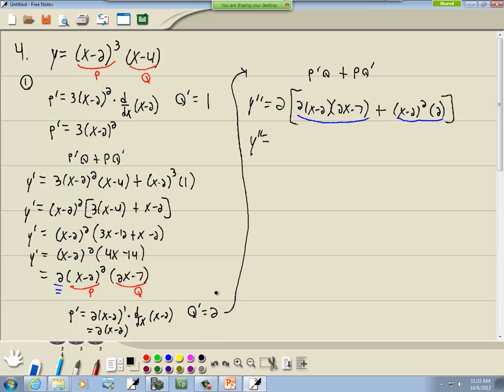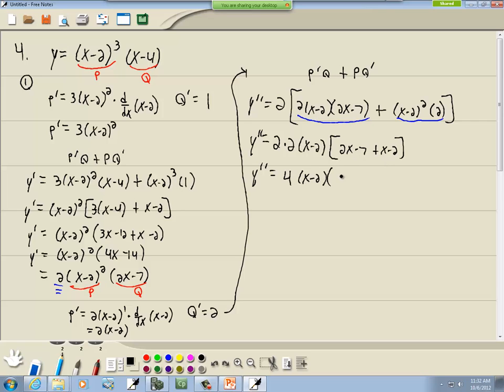Why do I consider those groups? Everything's multiplication: 2 times (x minus 2) times (2x minus 7), and (x minus 2) squared times 2. Well, these have a 2 in common, so that can come out in front. They also both have an x minus 2. Here's 1 x minus 2, and here's 2 x minus 2's, so I can bring 1 out. Okay, so that 2's gone, that x minus 2's gone, so we're left with 2x minus 7. This 2's gone, one of these x minus 2's is gone, so we have x minus 2.